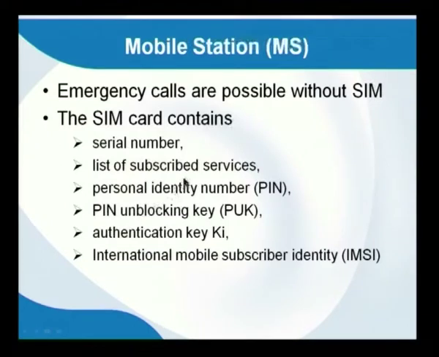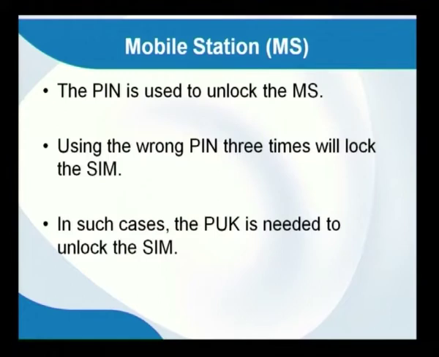The other very important parts of SIM cards are the serial number, list of subscribed services, personal identity number, the PIN unblocking key, that is referred to as the PUC code, the authentication key for security purposes and locking mechanisms, and the international mobile subscriber identity. The PIN number is used to unlock the MS. For various security purposes, we may lock our mobile kit, and that can be locked and unlocked using the PIN number. Unfortunately, if you enter the PIN wrongly more than 3 times, the mobile station will be locked, that is, our mobile phone will be locked. Then we have to contact the service provider and they will provide the PUC code. That PUC code is used to release the lock that was wrongly applied by the users.